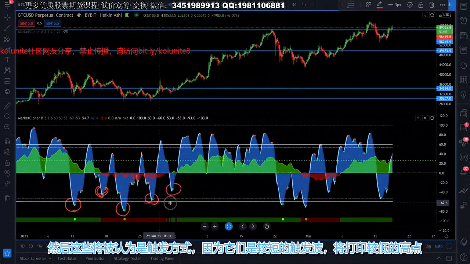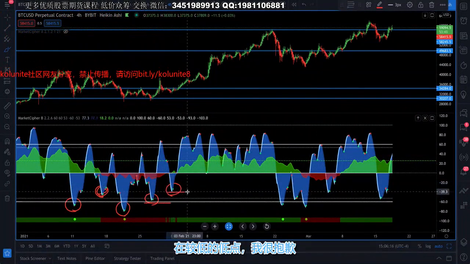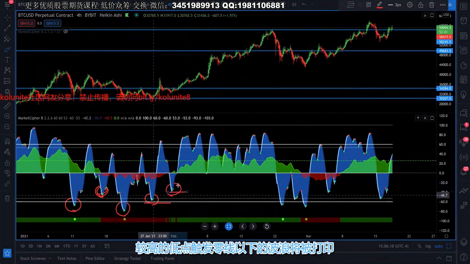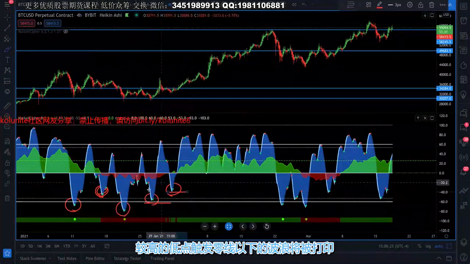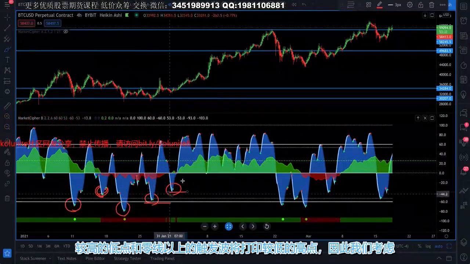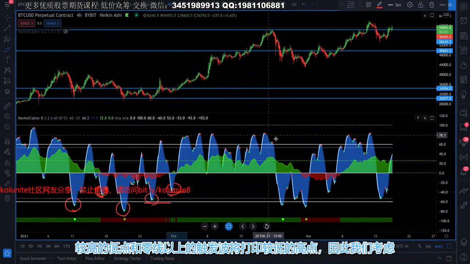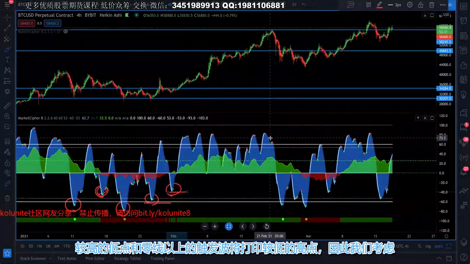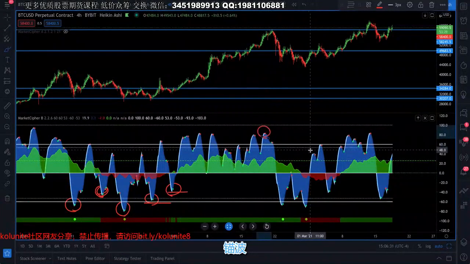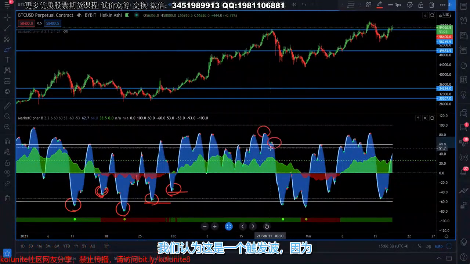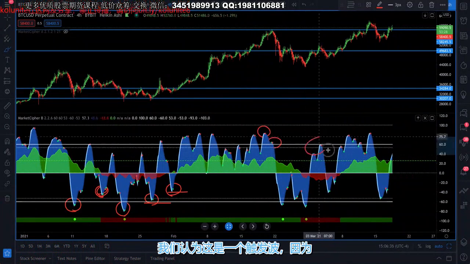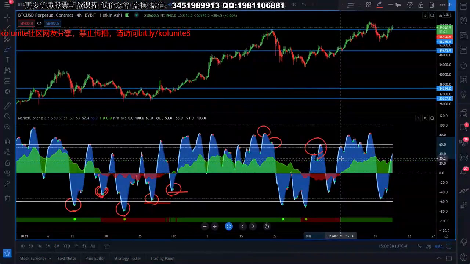Trigger waves are going to be printing lower highs and higher lows. Trigger waves below the zero line are going to be printing higher lows, and trigger waves above the zero line are going to be printing lower highs. So we can consider this an anchor wave. We can consider this a trigger wave because it's a lower high. We can consider this a trigger wave because it's a lower high.